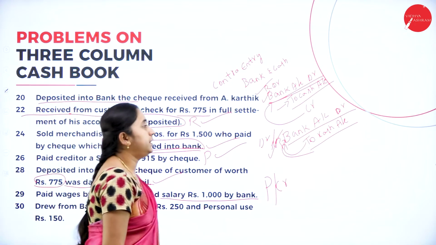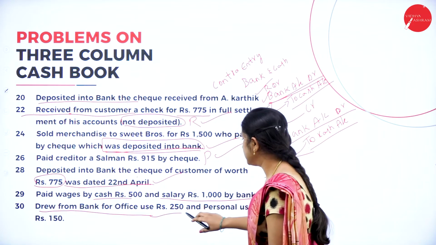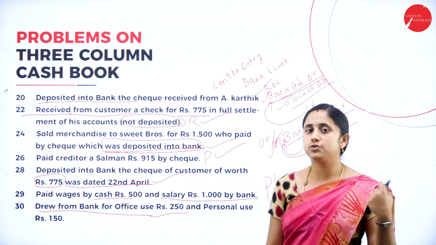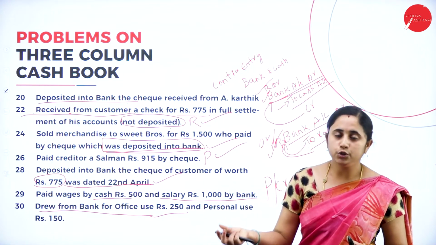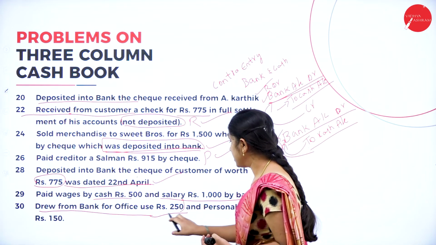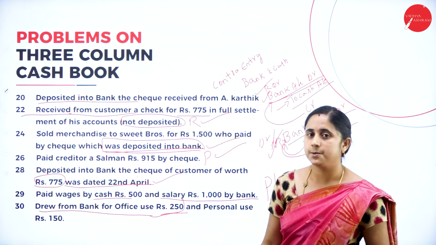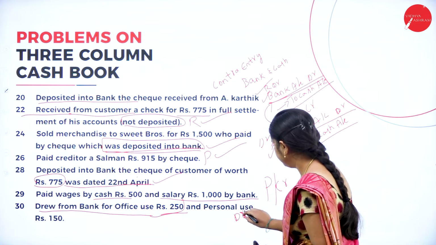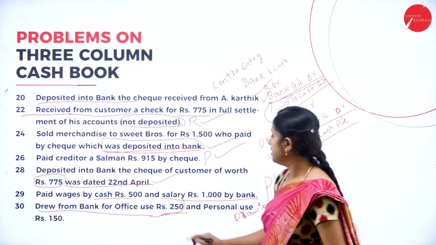Next, April 30th, draw from bank for office use 250. Draw from bank office use. That means you are withdrawing money from the bank for the office purpose but not using it. So withdraw cash from the bank. This transaction is withdrawing cash from the bank. And personal use means you are using it for a personal purpose. Personal purpose is considered as drawings.